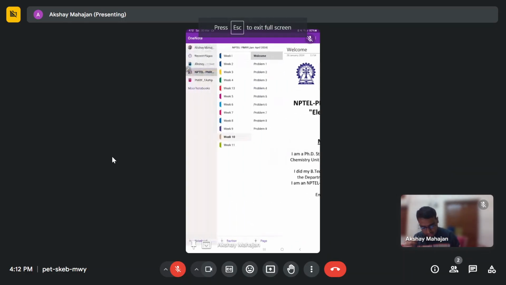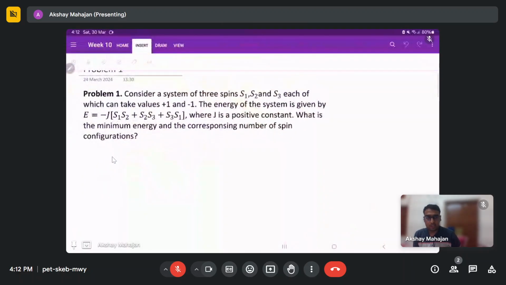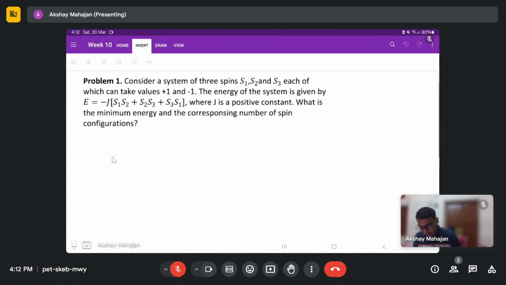So let us start with today's session. Let's start with problem number 1. In problem number 1, what is given to us is: consider a system of 3 spins S1, S2 and S3, each of which can take values +1 and -1. The energy of the system is given by E = -J (S1 S2 + S2 S3 + S3 S1), where J is a positive constant, and we have to find the minimum energy and the corresponding number of spin configurations.